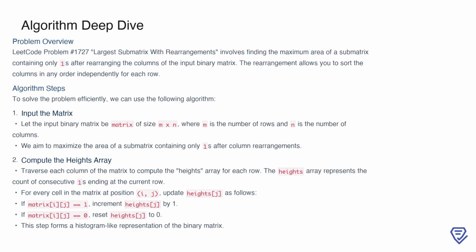the columns. The first step in our algorithm is to pre-process the matrix by calculating a heights array. This array essentially represents, for each column, the number of consecutive ones ending at the current row. To compute it, we iterate through each cell in the matrix. If the cell contains a 1, we increment the corresponding value in heights. If it contains a 0, we reset that height to 0. This forms a histogram-like representation of the binary matrix, which sets the stage for further calculations.